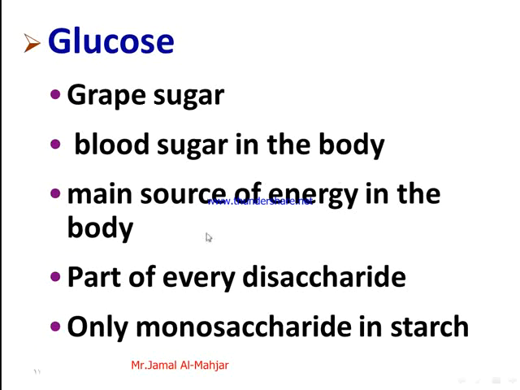It is part of every disaccharide. So any disaccharide contains monosaccharides, and one of these monosaccharides is glucose. Glucose is also the only monosaccharide in starch. So starch contains monosaccharides, more than 10 units, all of them glucose.